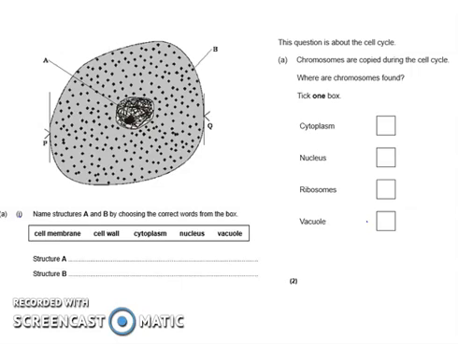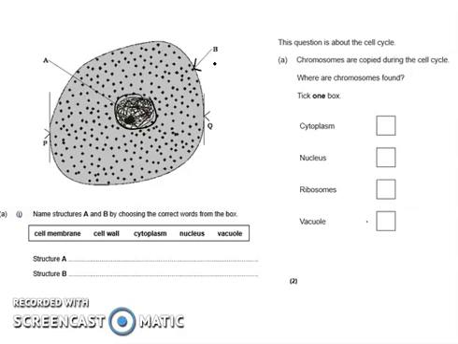So let's have a look at some past paper questions. You can see these are some previous questions that students may have done before. A lot of the time they're asking you to recall information, which is great for this topic because it's quite a lot of just keywords that you need to remember. So it says here, name structure A and B by choosing the correct words from the box. So we've got A up here and B is this structure here. Pause the video so you can answer it and then we can go through.